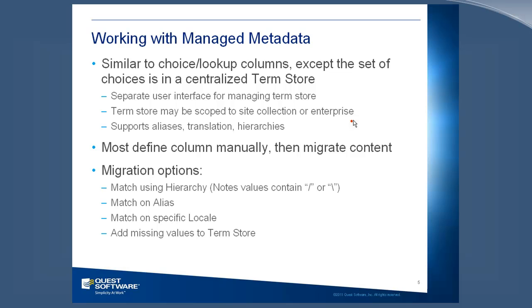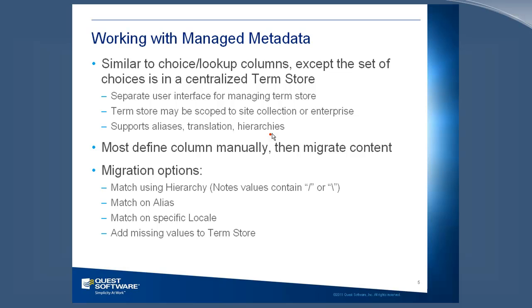The term store supports some other nice things like aliases, so I can have multiple terms that mean the same thing. We have translation, so I can store a French version of the term and a Spanish version of a term, and they all mean the same thing, so they all come up together in a search, that kind of thing. And hierarchies. Term stores can have terms and subterms. It's very common in the Notes world, where we just use slashes to have category and subcategory and subcategory. This is one way of doing that. Same kind of thing in SharePoint now is to have term stores which have a hierarchy.